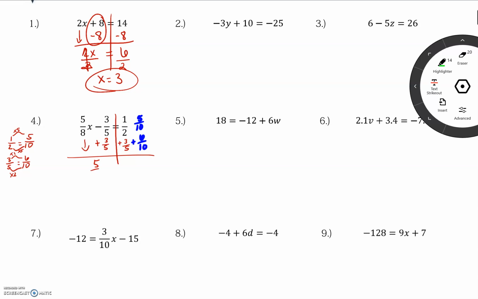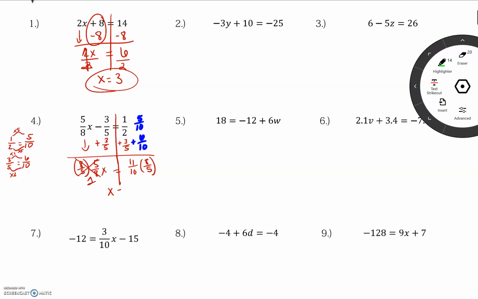So I bring my 5/8 down. 5/10 plus 6/10 would be 11/10. And when I have that fraction coefficient, I'm going to flip and multiply. Because when I flip and multiply, this cancels out and gives us that 1 coefficient.